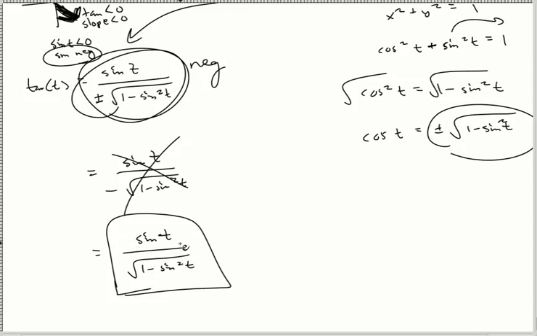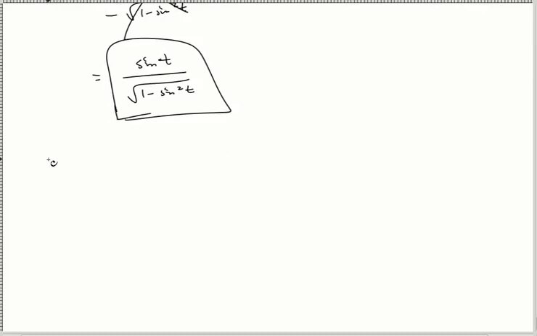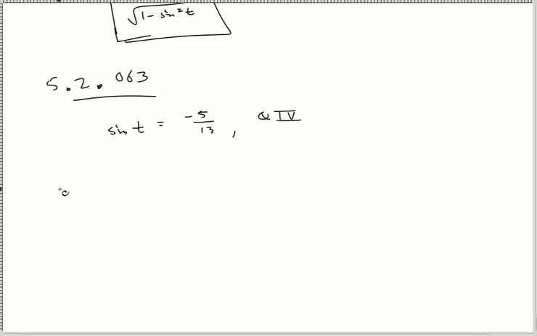Okay. I think I only have a couple more questions left. Four more questions, actually. But they're really small. 52063. They say that sine of t is equal to negative 5/13. And then we're in quadrant 4. Now this is a classic problem here. You can't go through PreCal without having this. And so we got to have it. And we'll do the rest here in a minute.